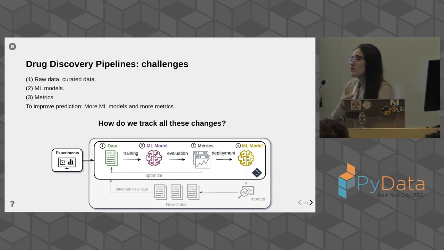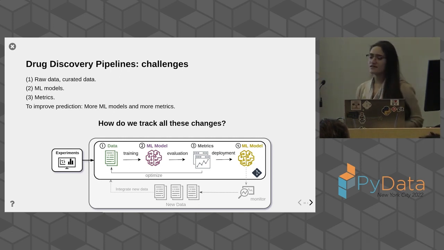Because at the end, what we want to do is having a more accurate prediction, and all this work is just to increase our prediction and our metrics. So how do we track all these changes? I'm already tracking the code with Git. So how can I solve this problem?